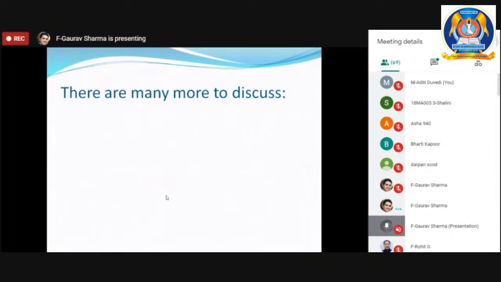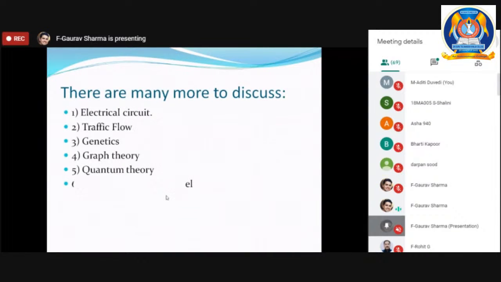There are many more concepts that we can discuss, which are used as applications of linear algebra. These are the topics here: electrical circuits, traffic flow, genetics, graph theory, quantum theory, economic models, like the Leontief economic model, which I don't know much about. Data science is a very important field these days, and there is heavy use of linear algebra in data science.